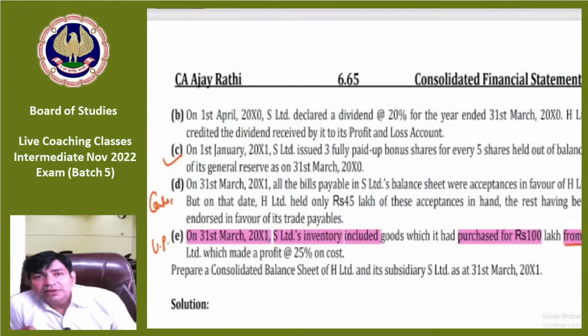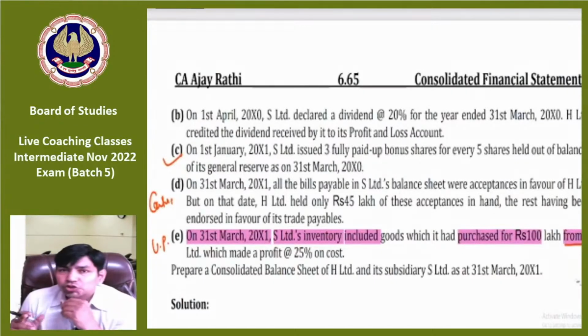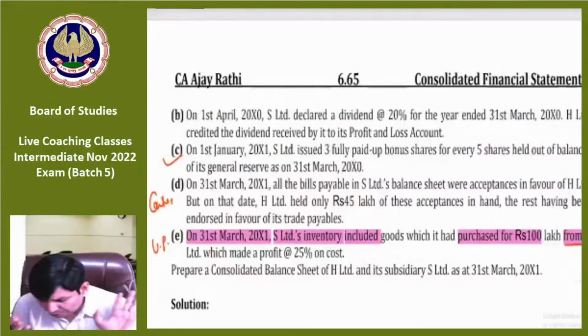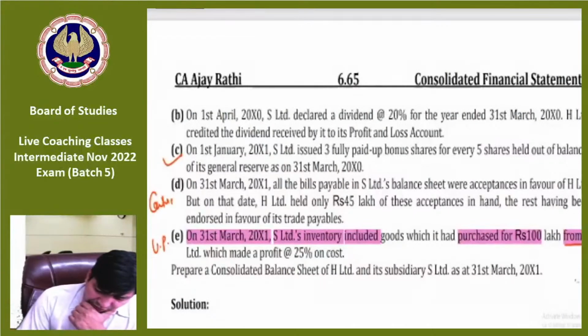the subsidiary company. It means there are two effects of this. The profit of H Limited is higher, and the stock of S Limited is also higher with this profit content. That profit has not been earned. So can I calculate the profit? Yes.